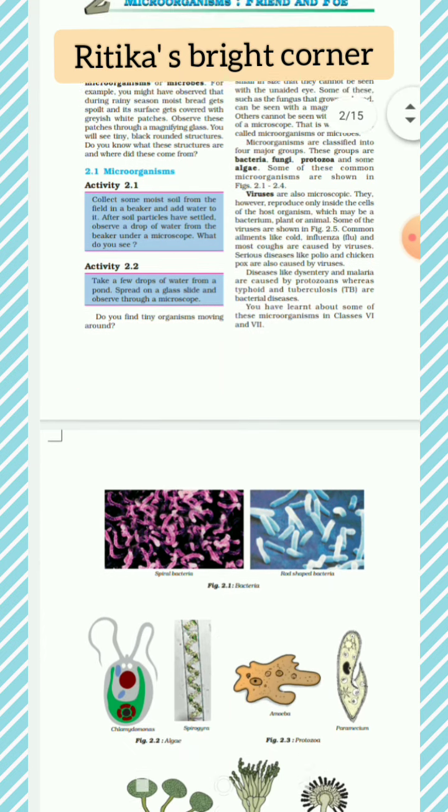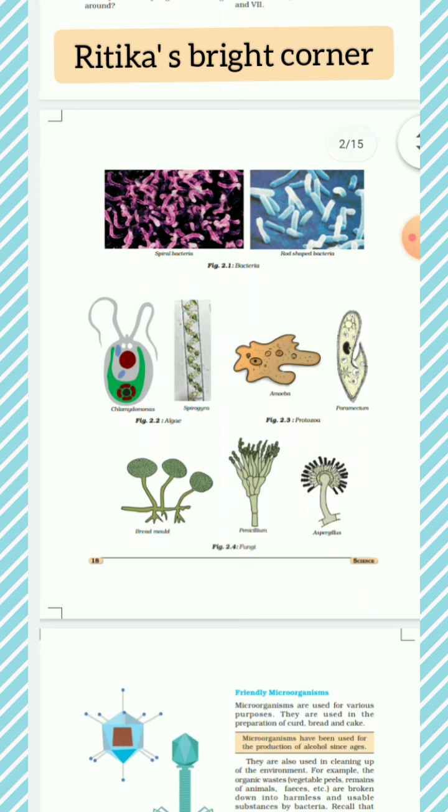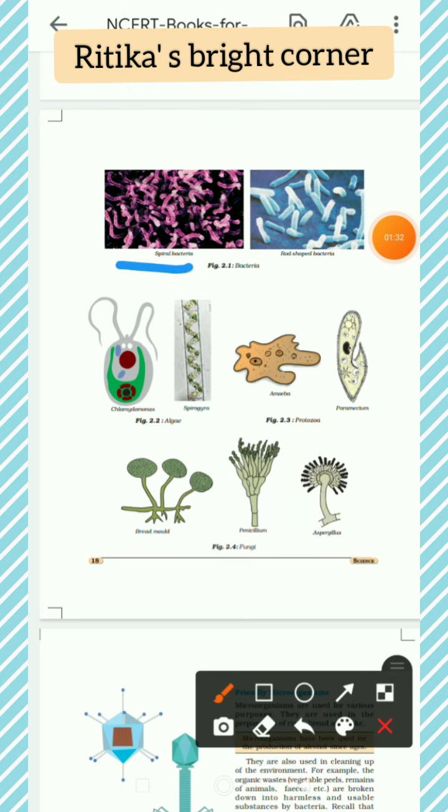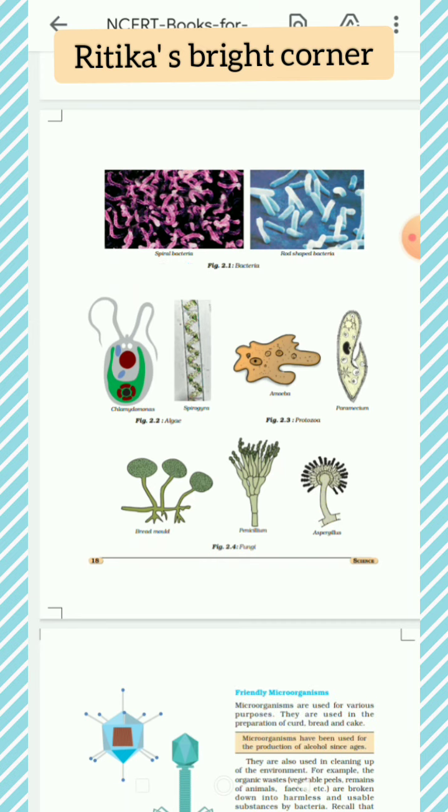So we are going to see the diagrams of these topics, and in Fig 2.1 you should get two diagrams. The two diagrams are spiral bacteria and rod bacteria. The spiral bacteria has a spiral shape, that's why it is named spiral bacteria, and the rod has a shape like a rod, that's why it is called rod bacteria. If you go on to fungi, algae and protozoa, you will get some more diagrams and images.